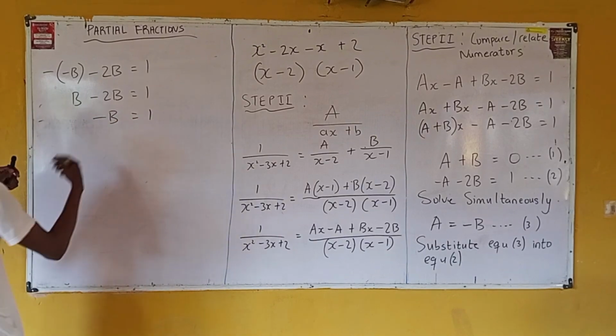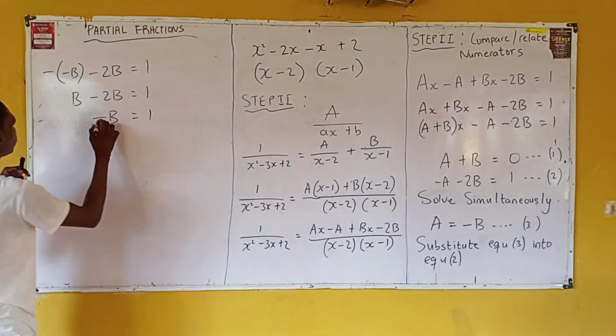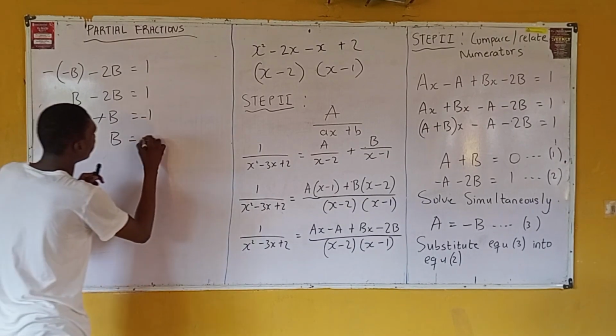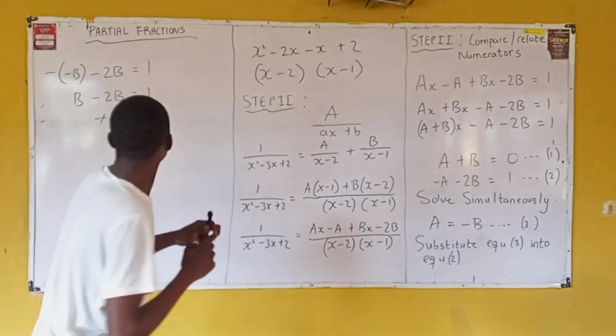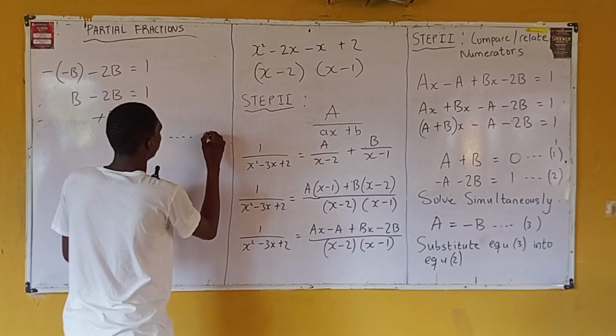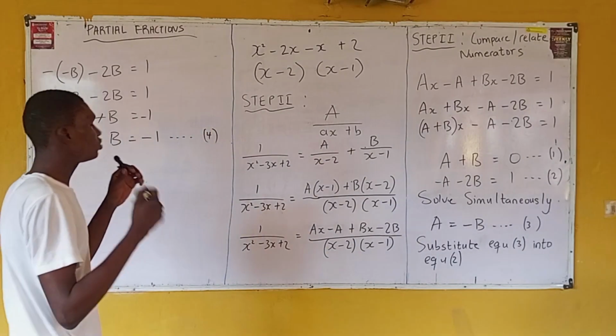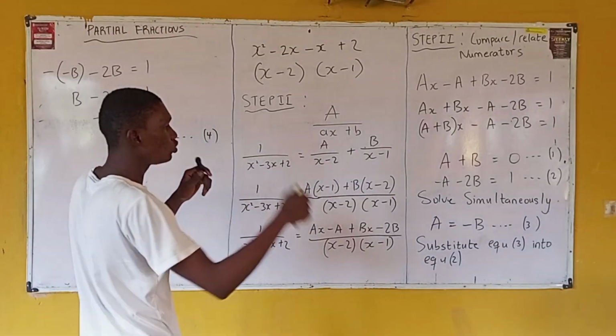So we can simply say we are multiplying both sides by minus. So minus will cancel here, and we have minus here. b will be equals to minus 1. So now we can simply say this is equation 4. Okay, equation 4. So we can now say that substitute equation 4 into what? Into equation 3.